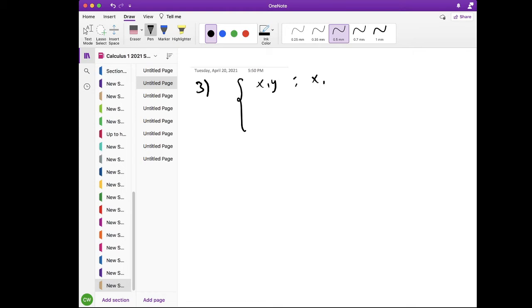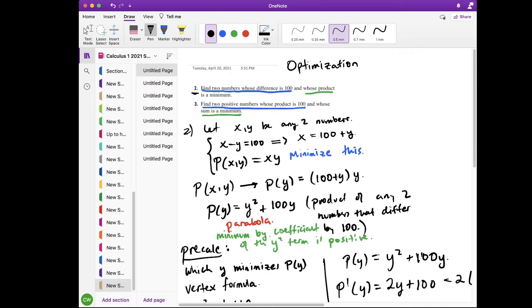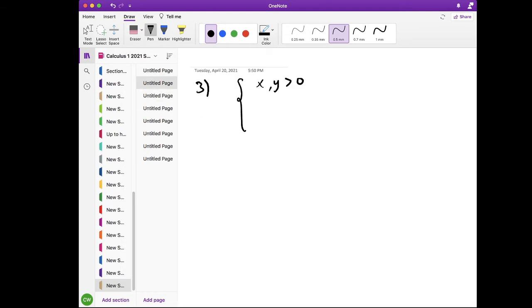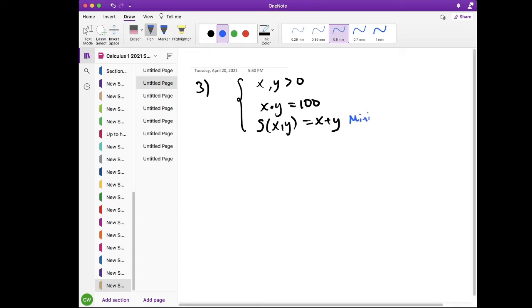x and y are greater than 0. We have that their product is 100. And what we want to do is look at the sum. Then maybe say s of x, y is equal to x plus y, and we want to minimize this. Okay. Any questions on this setup? So we have all the info we need.